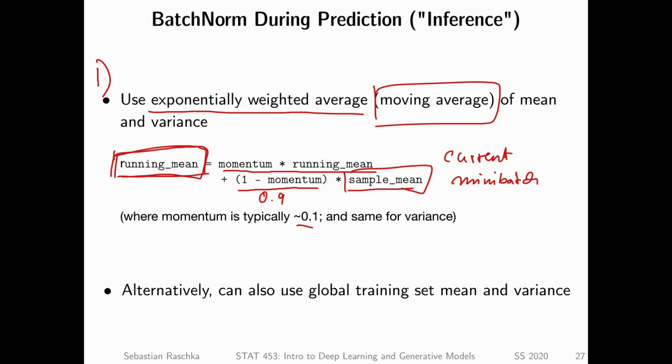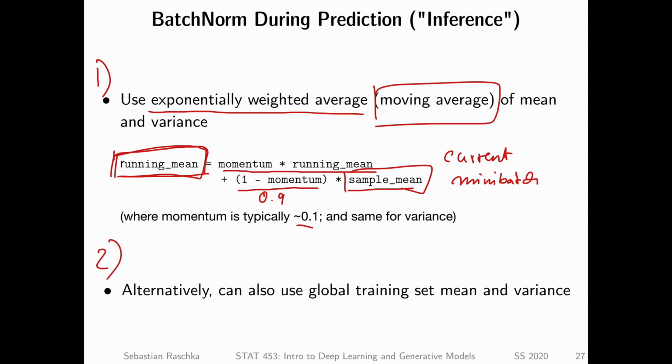You have probably worked with that, for example, if you worked with time series and things like that. So we just keep this running mean in the background during training, and then when it comes to testing, we just use this running mean instead of a mini batch mean. And alternatively, so this is one way to do this.